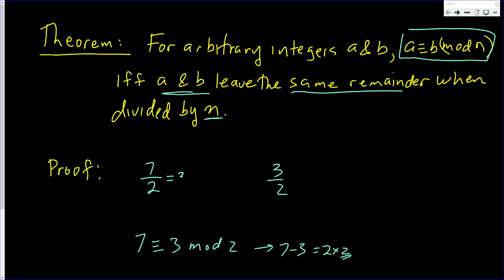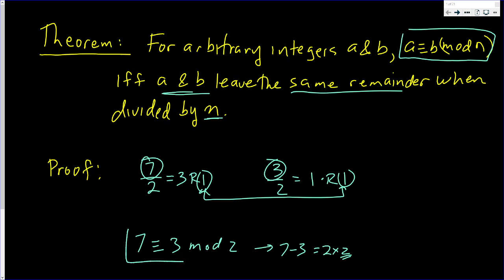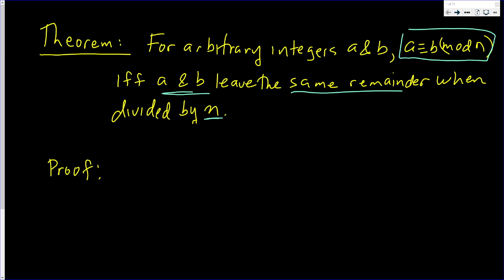7 divided by 2 goes in 3 times, remainder 1. And 3 divided by 2 is 1, remainder 1. They have the same remainder. And if they have the same remainder, then these two numbers are congruent, in this case mod 2, because we're dividing by 2. The mod number, usually denoted by n, is what you're dividing by.